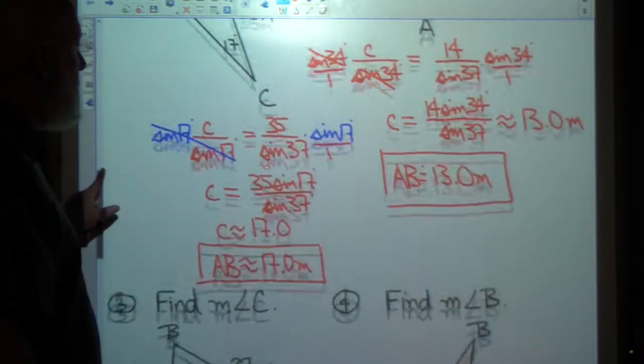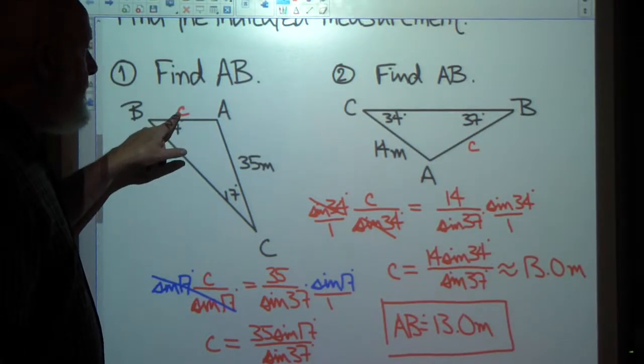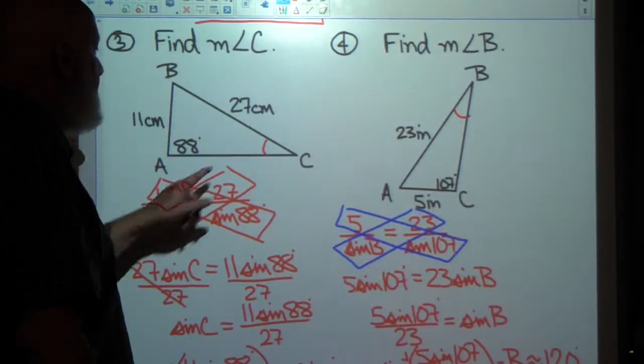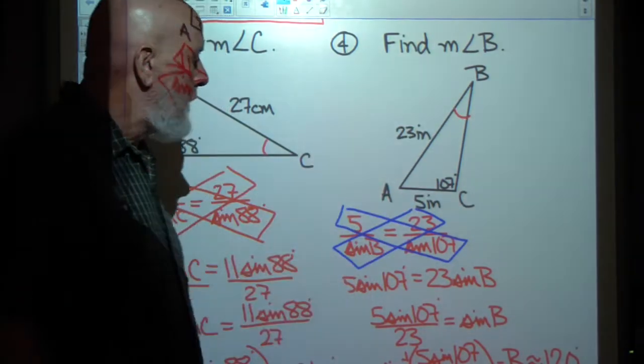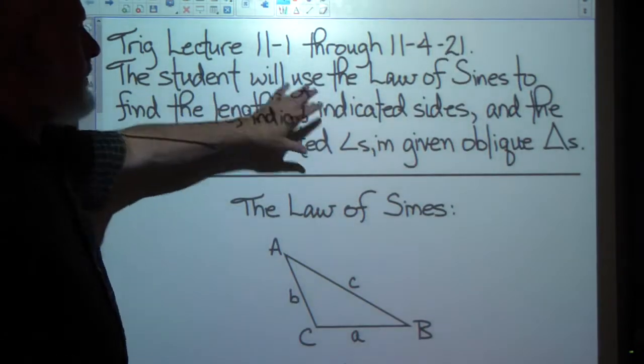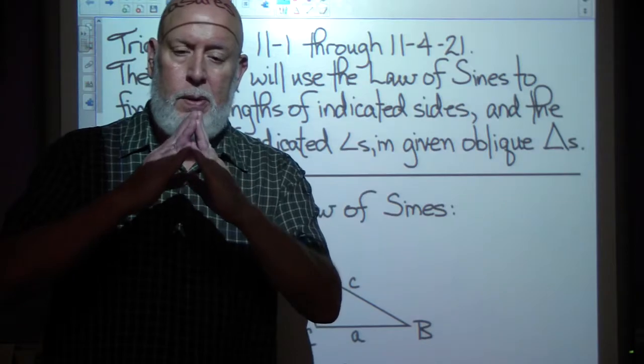That's the law of sines used to find the lengths of a missing side, or the measures of missing angles. And those two things were in our objective. You can do this. We'll do this for a few days.